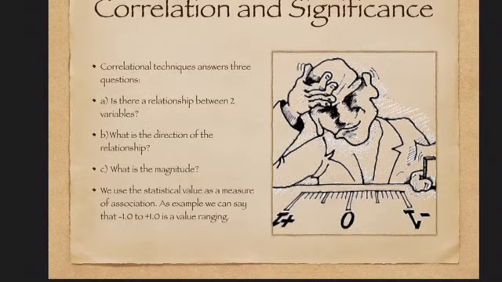An important characteristic of correlational research is that it answers three questions. For example, is there a relationship between two variables? If the answer is yes, then you have to answer the following two questions. What is the direction of the relationship? What is the magnitude? We use a statistical value as a measure of association. For example, we can say that minus 1 to plus 1 is the value range.